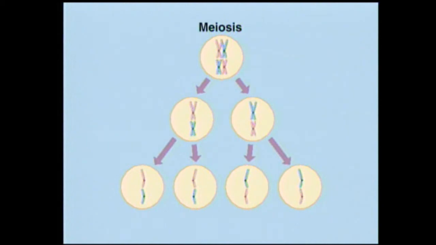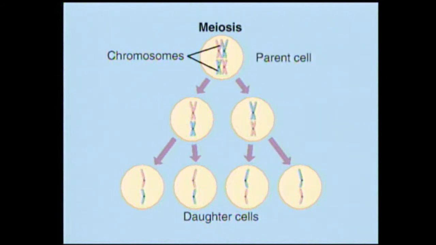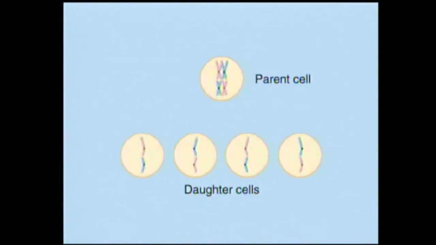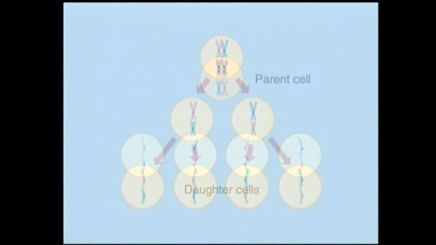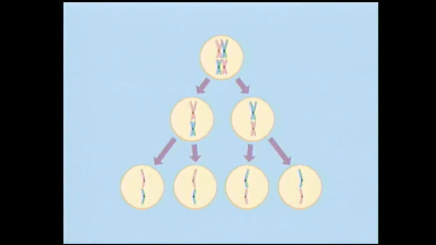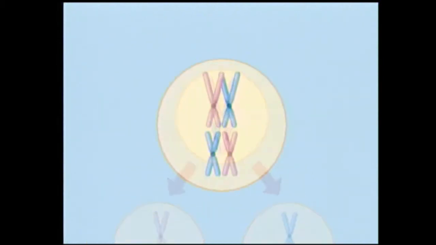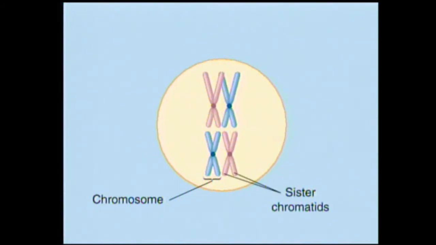The process of meiosis results in 4 daughter cells that have half the number of chromosomes found in the parent cell. In this case, the parent cell has 4 chromosomes, while the daughter cells have only 2 chromosomes. The chromosomes are shown here as they look during cell division. In the parent cell, the chromosomes have replicated and condensed. Each chromosome consists of 2 sister chromatids joined at the centromere.